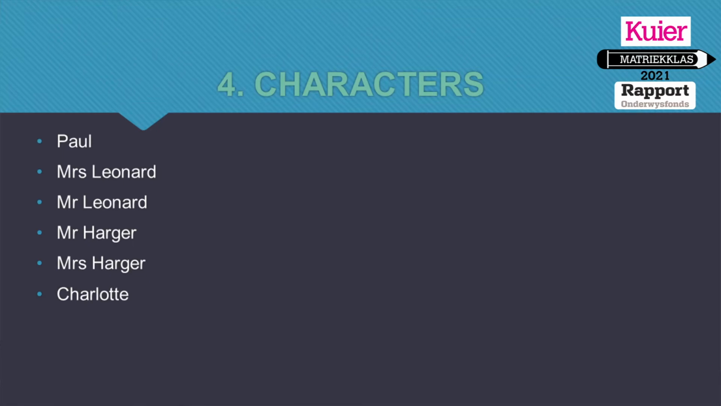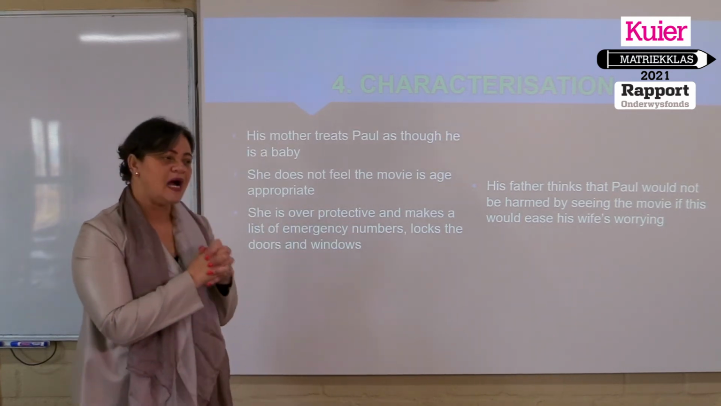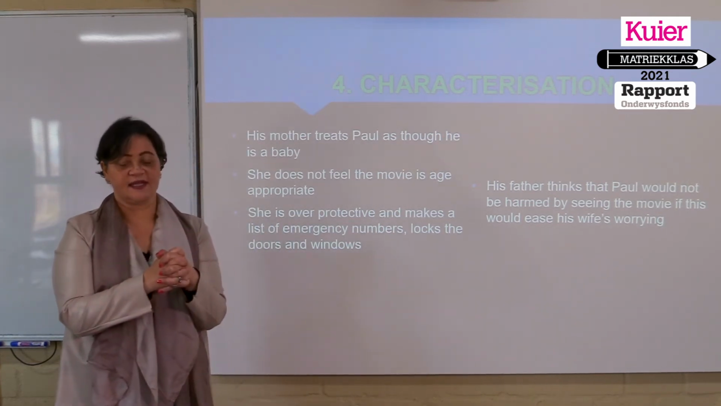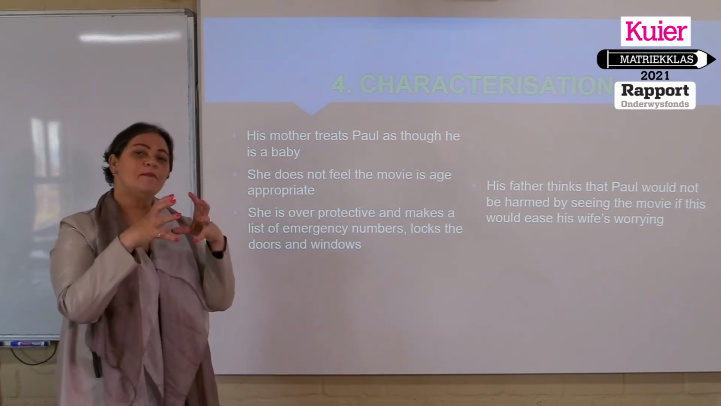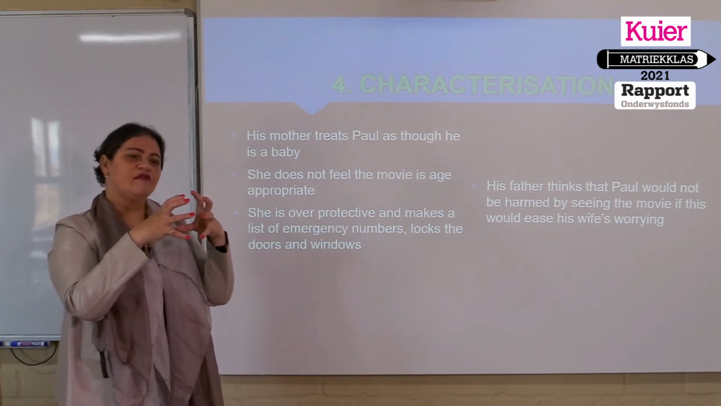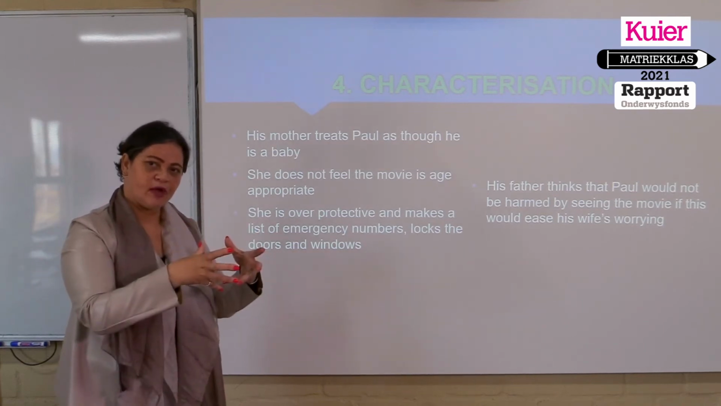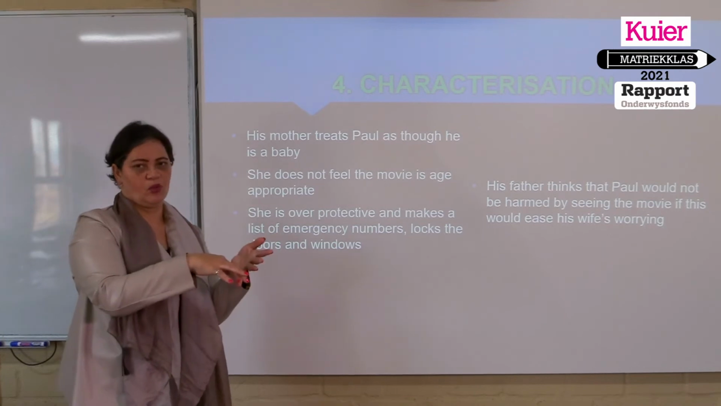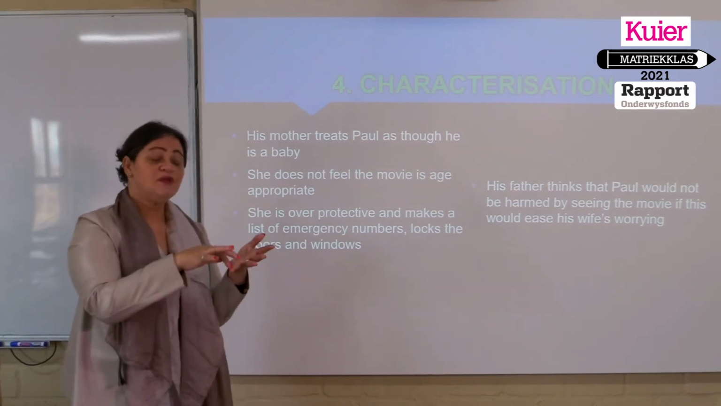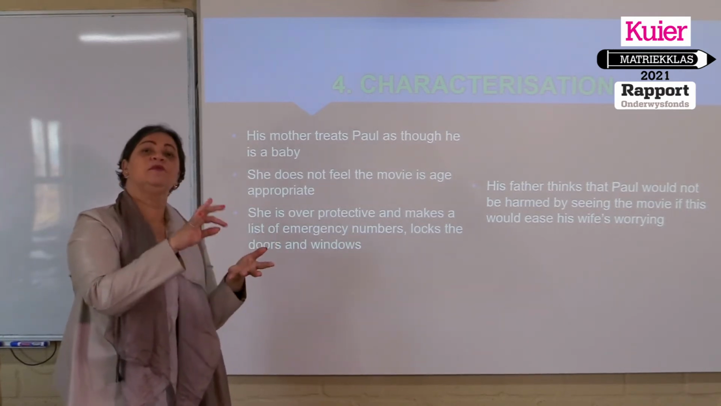Right. Who are the characters in this story? Paul, Mrs. Leonard, his mum, Mr. Leonard, his dad, Mr. Hager, Mrs. Hager, and Charlotte. Now, we find round characters and flat characters. The round ones are the ones who we know more about because of what is said about them. So, all we know about Mrs. Leonard is that she babies Paul. Mr. Leonard wants Paul to be a big boy.